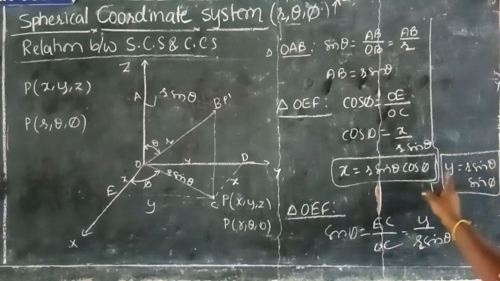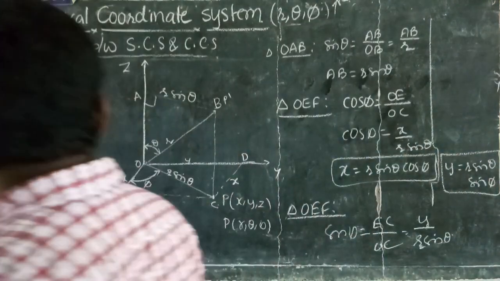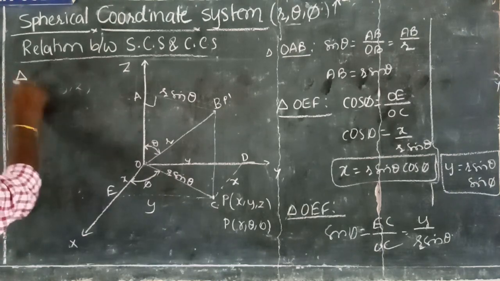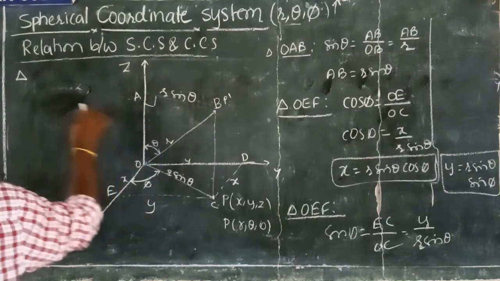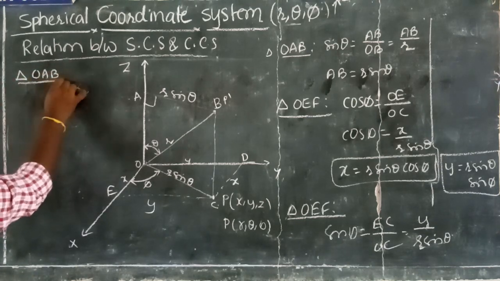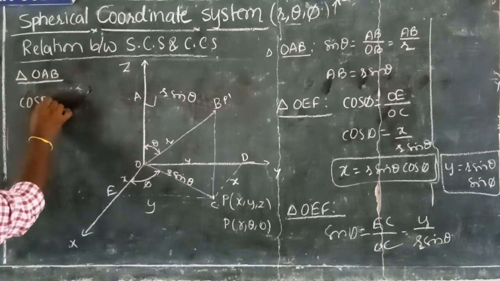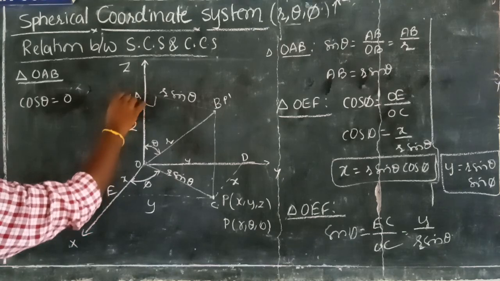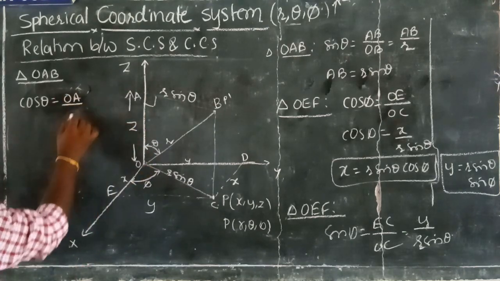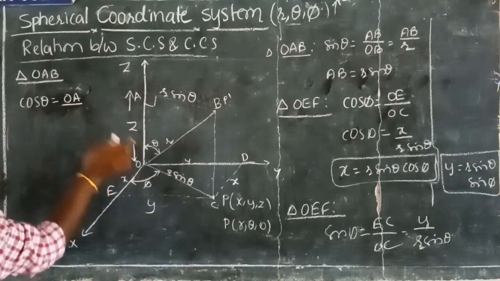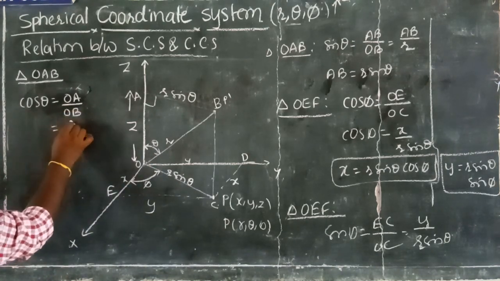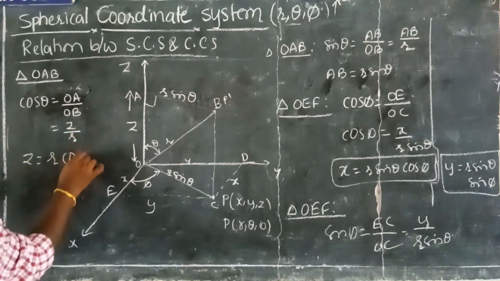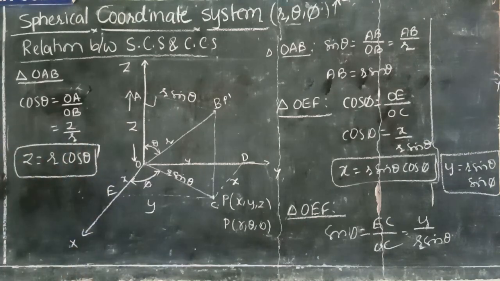So now here we have x, y. How can you calculate z? Z is calculated from triangle OAB. Cos theta is equal to the adjacent side to this theta, which is OA, the distance of z units, by the hypotenuse OB. So cos theta is equal to OA by OB, which is r. That means z is equal to r cos theta. Now we have all the values x, y, z.